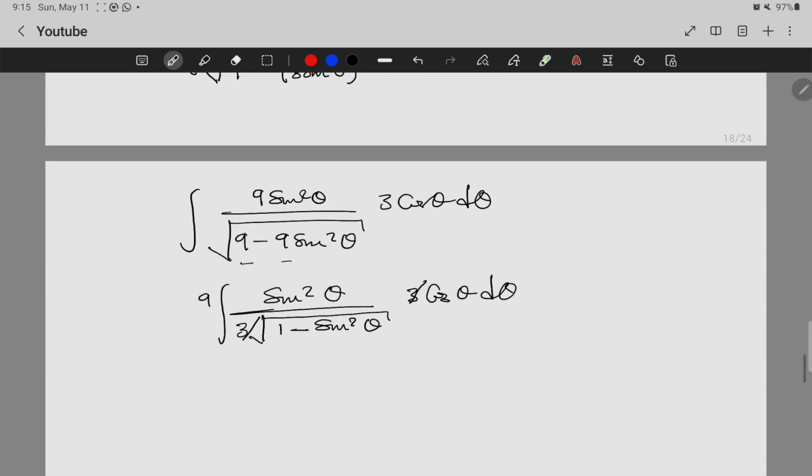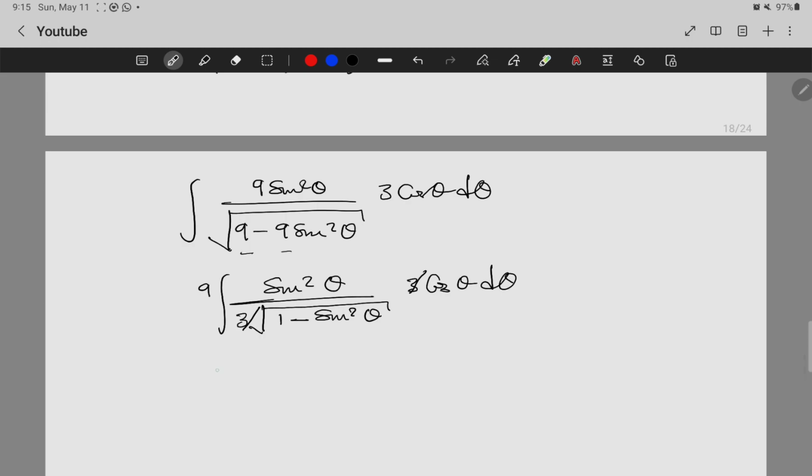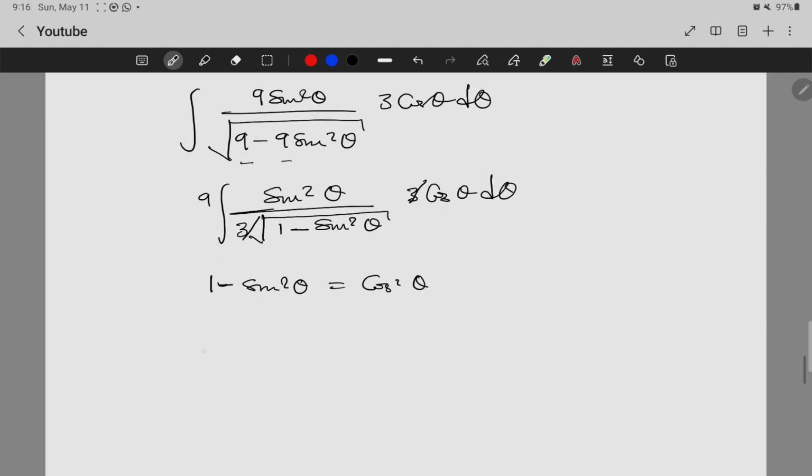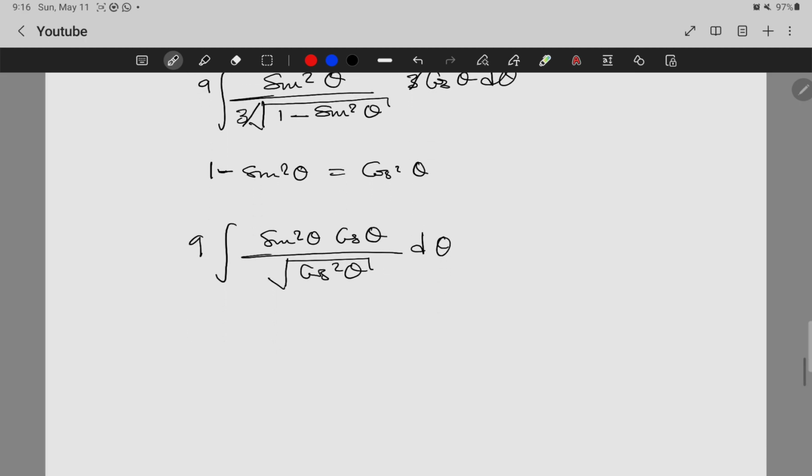These 3 and these 3 will cancel out, and then we recall that sine squared plus cos squared equals 1. It follows that 1 minus sine squared theta would be cos squared theta. So now we have 9 integral of sine squared theta cos theta over the root of cos squared theta. When you square root cos squared, you get just cos. So this cos and this cos here will cancel out, leaving us with only the integral of sine squared theta d theta.